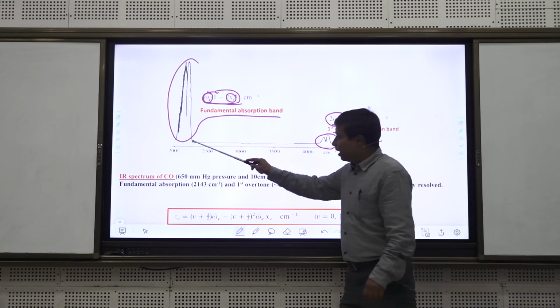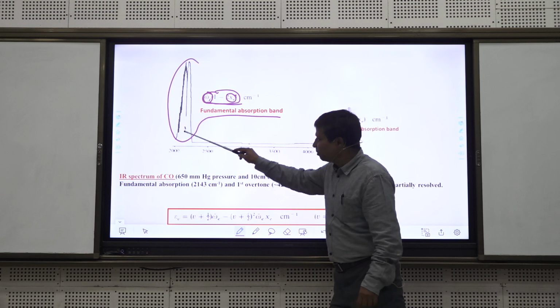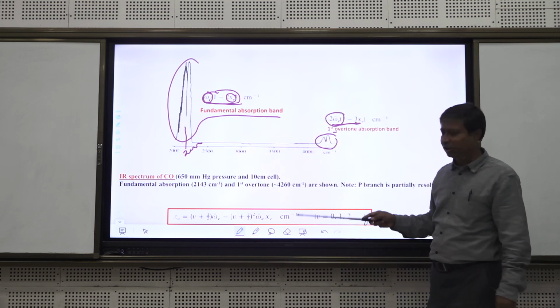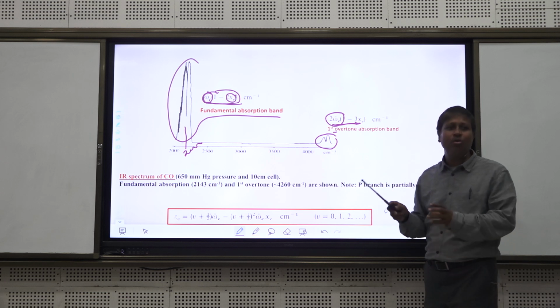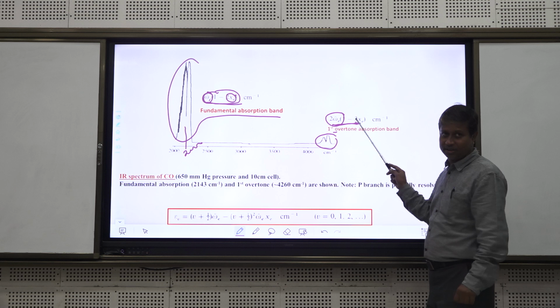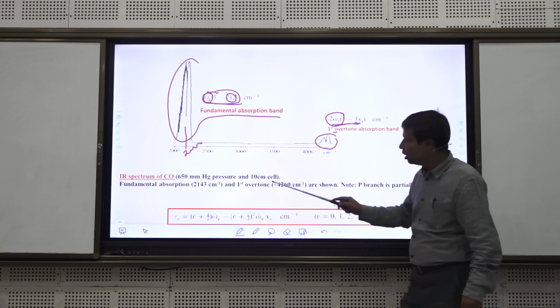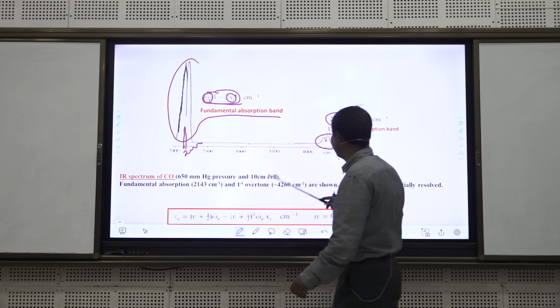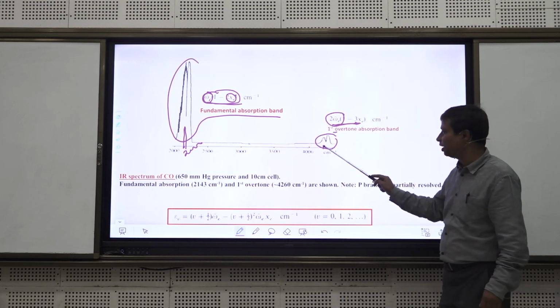So ideally, if the fundamental comes at 2000, where should the first overtone come? The first overtone should come close to 4000. Close, because there is some minus, and this minus is a very small amount. So if this one is say 2200, then this is 4400 like this.